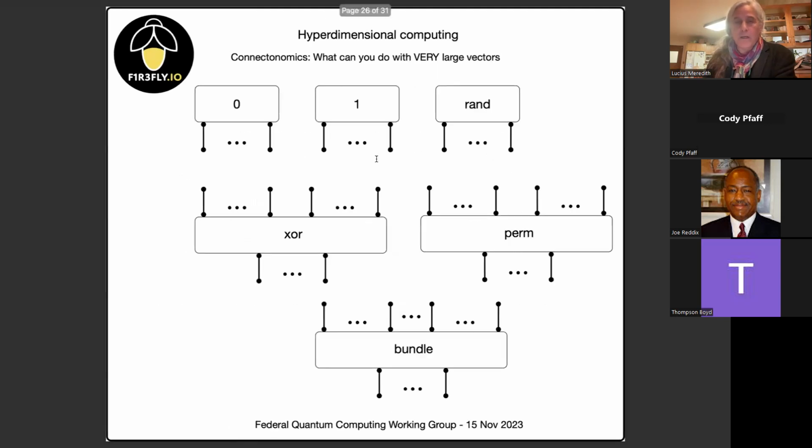So this slide is just reiterating what I said before, but from the perspective of connectonomics, right? You can see that each of these operations can be viewed as, in some ways, a lot like the ZX spiders, right? And the way we do compute is by wiring up these combinators, or these spiders, so to speak.